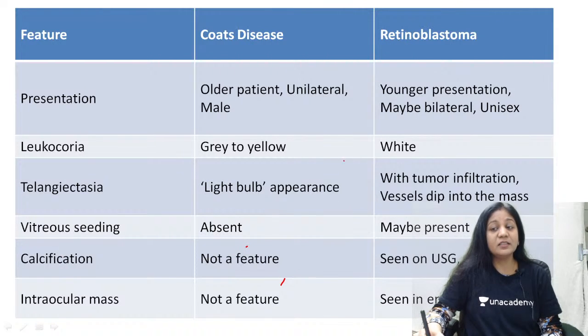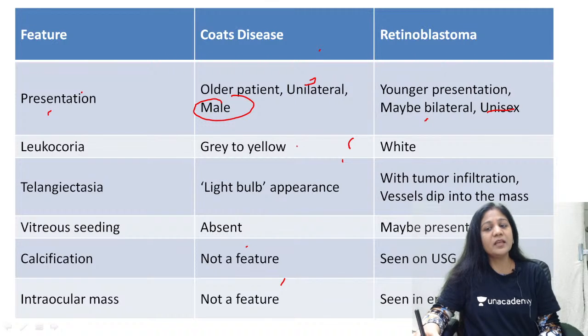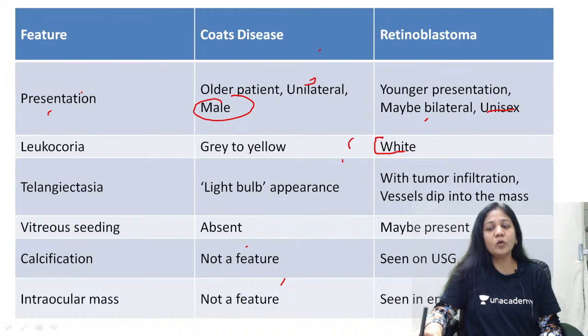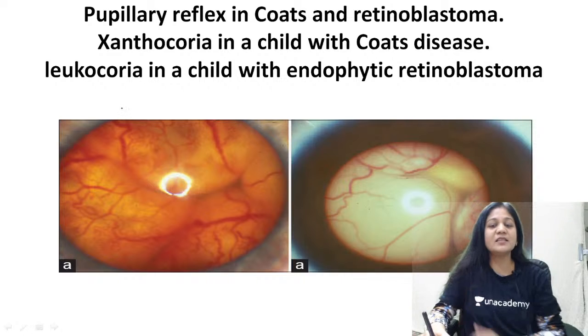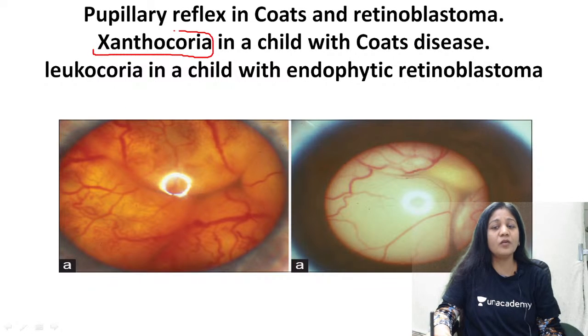Retinoblastomas, guys, occur in a younger age group, I told you. Here there is no sex predisposition, but here you see a slightly older age group, and male patients are more commonly affected. Now, the second very important thing is that I told you leukocoria is seen in both, but commonly we say it is xanthocoria in cases of Coats disease.